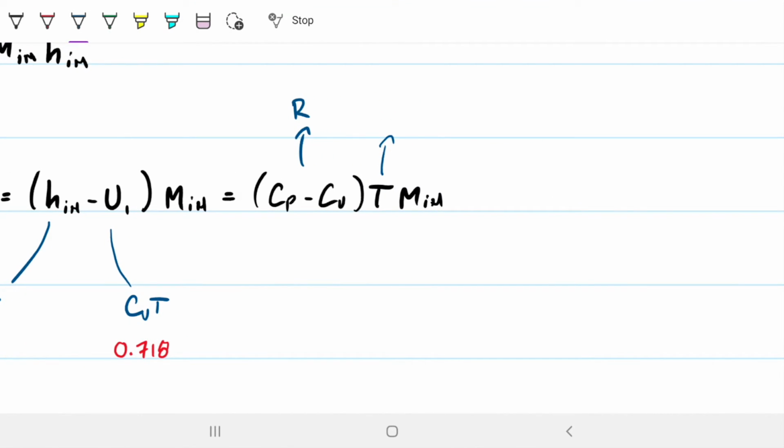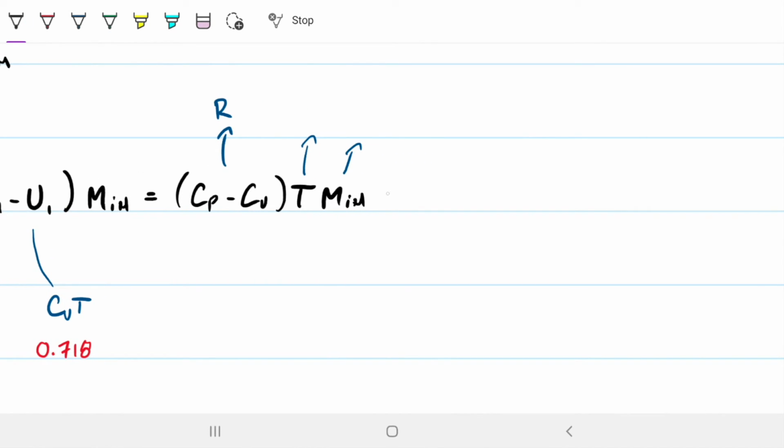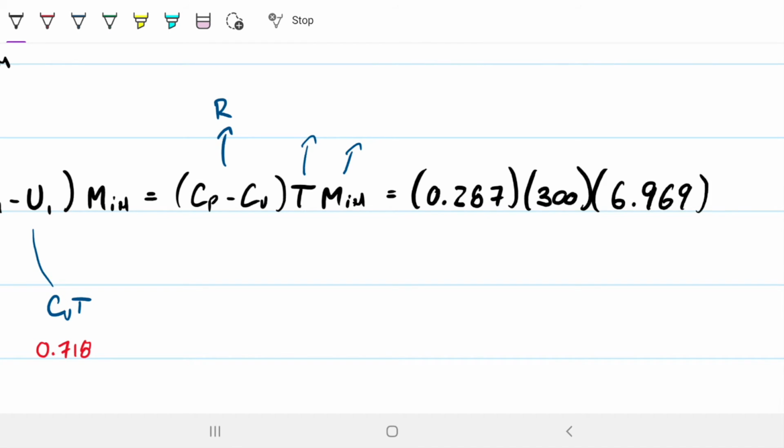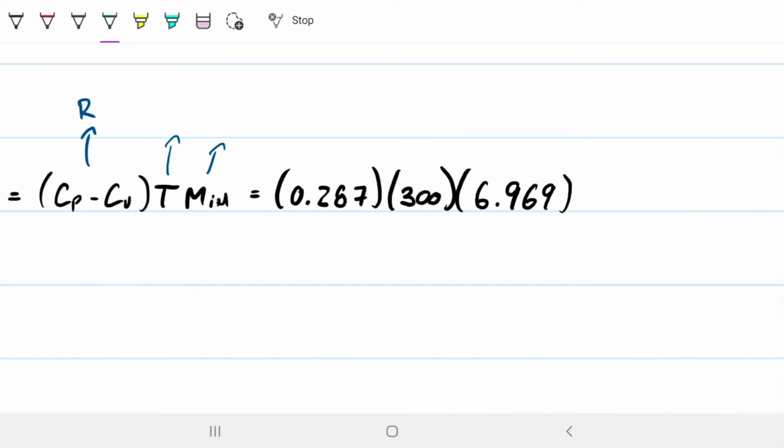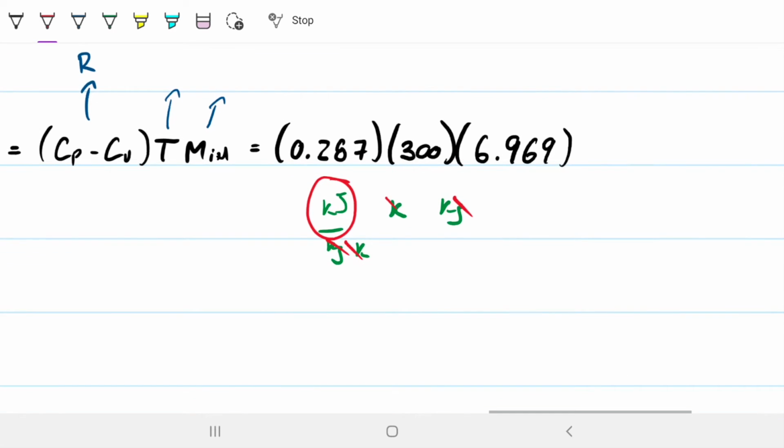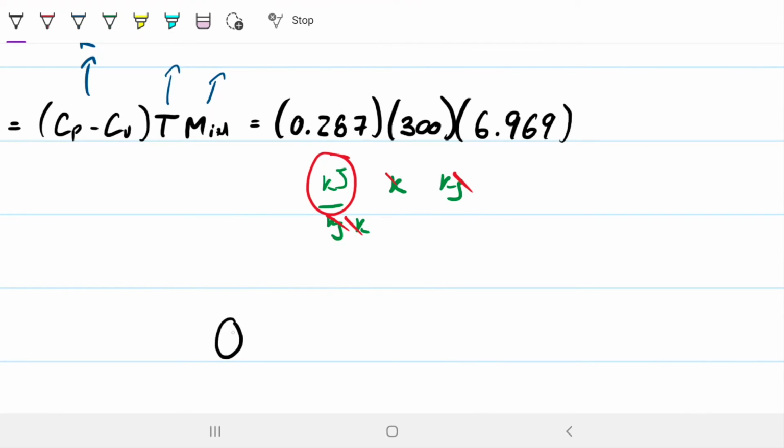This is 300 we knew from the start, and this we found out to be 6.97 approximately. Right, so let's go ahead and rewrite that. 300 and 6.969. Okay, unit-wise, this guy is kilojoules per kilograms per Kelvin. This guy is Kelvin, and this guy is kilograms. So we're left with kilojoules, which makes perfect sense because we're calculating heat, and it's a form of energy, so all good. So my conclusion here is that Q is, what did I get? About 600 approximately.